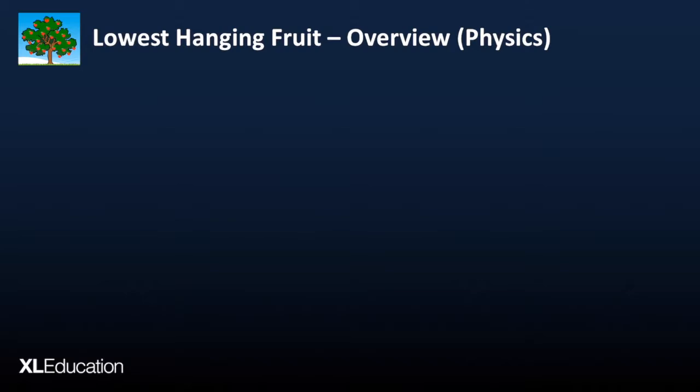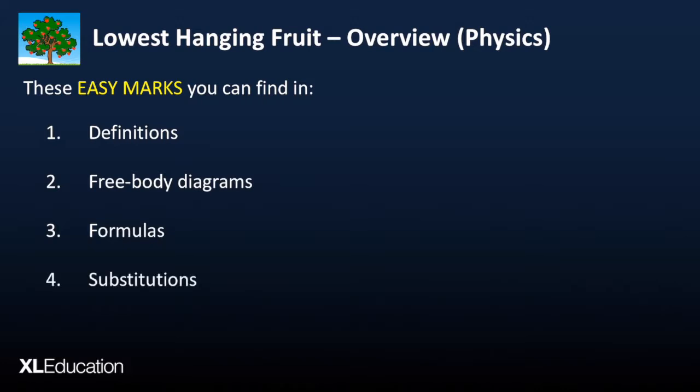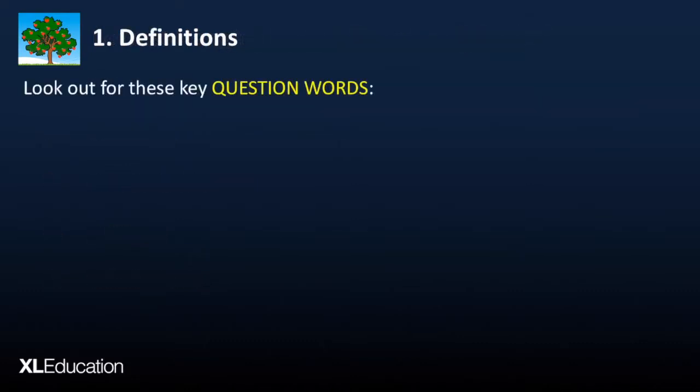These low-hanging fruits, guys, we usually find them in definitions. You can find them in free body diagrams. You can also find them by just correctly choosing a correct formula, but also through your correct substitutions, right? Since I'm going to focus mostly on definitions, let's have a look at definitions. I'm going to page through the whole question paper for one single year, from question 1 up to question 11, right? Let's have a look.